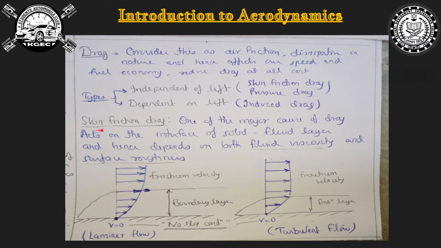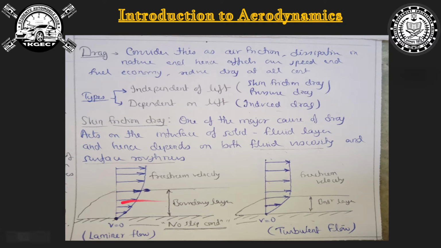So let's look at skin friction drag first. This is one of the major causes of drag, and it acts along the interface of the solid and fluid layer. So this is the solid boundary, this is the solid surface, and this is the air stream moving. It occurs at the solid-fluid interface, and hence it depends on both the viscosity of the fluid and the roughness of the surface.